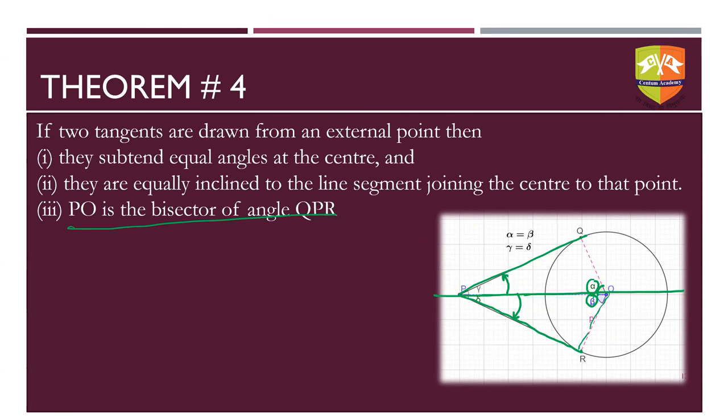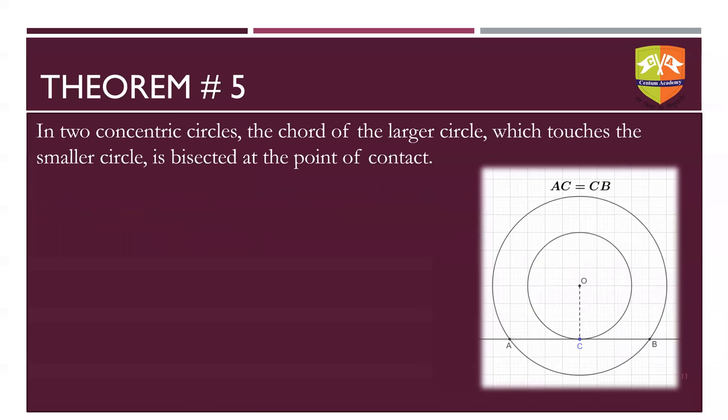So this is theorem number 4, right? So there are theorems which are converted into questions and given to you. Next. And there are lots of questions based on this theorem as well. In two concentric circles, the chord of the larger circle, which touches the smaller circle, is bisected at the point of contact. Okay, so what does this mean?